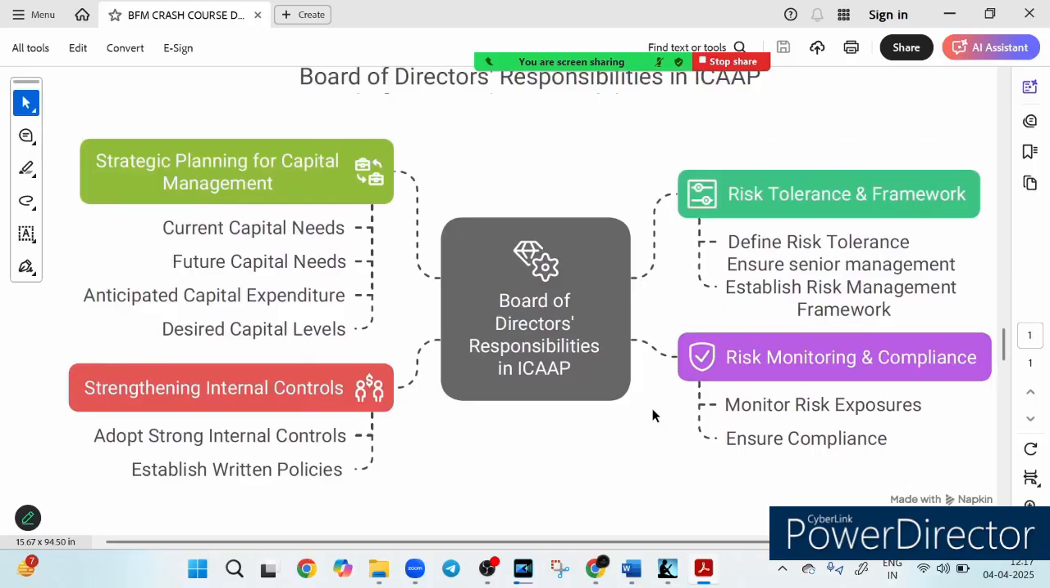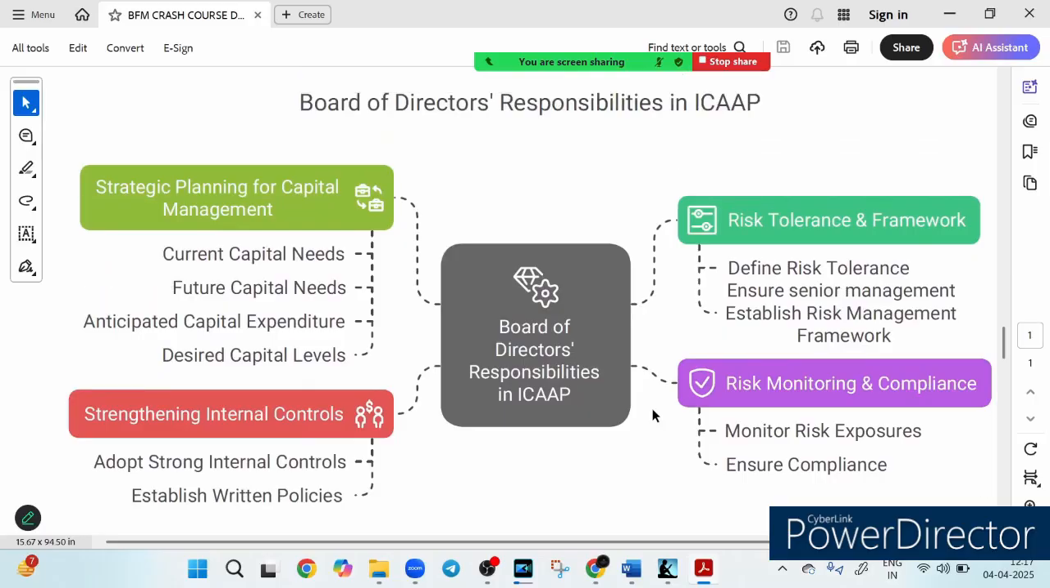Now friends, let's look at this particular slide. And as you can see, the topic is board of director responsibility. Very, very important, right? So basically in the world of banking, maintaining capital adequacy is not just the responsibility of risk manager. It starts at the top. So the board of director plays a crucial role in ensuring that ICAAP is implemented effectively.